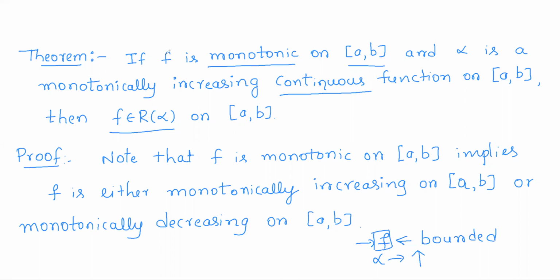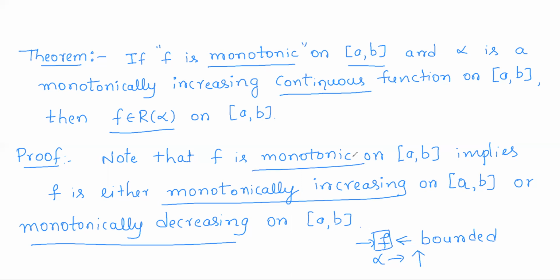Now, in particular, if you want to discuss Riemann-Stieltjes integrability of monotonic functions, recall that monotonic functions means a function which is either monotonically increasing or monotonically decreasing. That means as the domain points increase, the function values also gradually increase. Such a function is called monotonically increasing. If the function values gradually decrease as the points increase, then it is called a monotonically decreasing function. If f is any one of these two types, it is called a monotonic function.